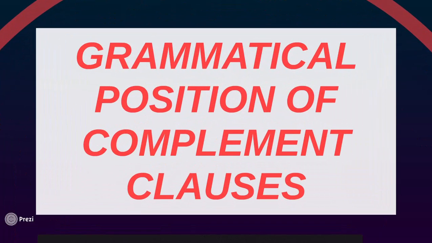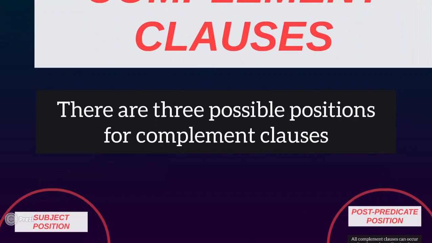When we refer to the grammatical position of complement clauses, we refer to the place where these complement clauses are located within the major clause. There are three possible positions for complement clauses to occur within a major clause, and those are subject position, post-predicate position, and extraposed position. Let's see them in detail.